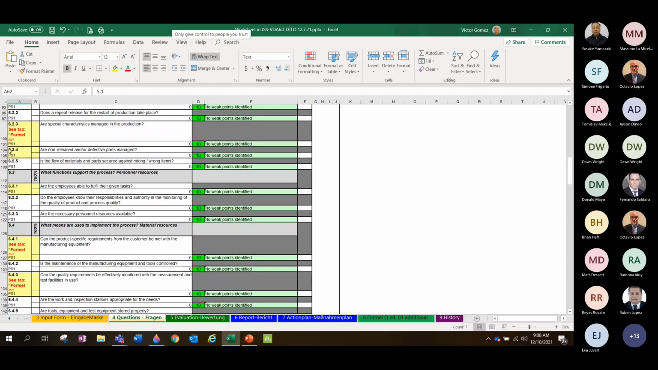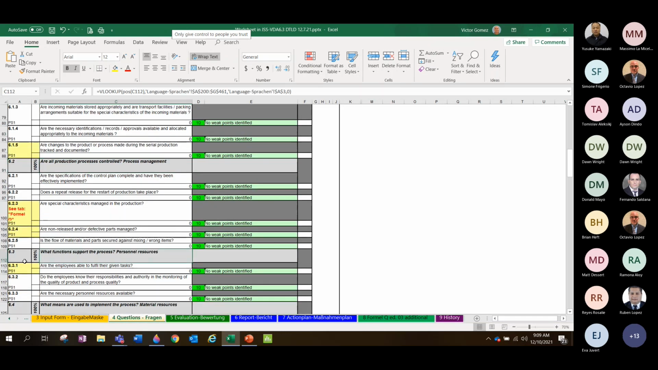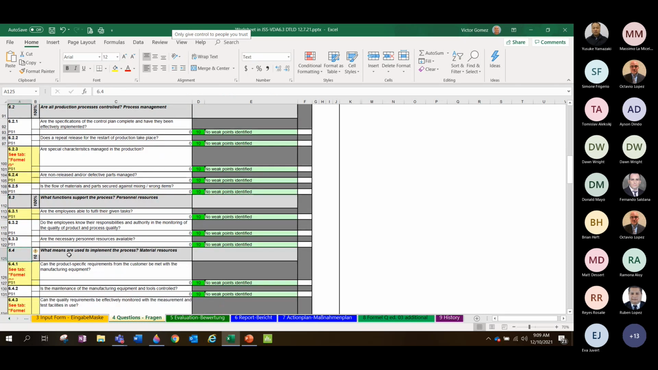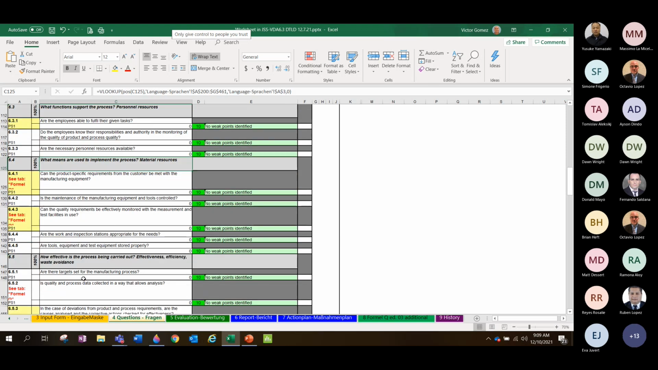We have 6.1, what goes into the process. It goes process input and process output, basically. What goes into the process are all the production processes control. 6.2, 6.3, what function supports the process, personal sources or resources. 6.4, what means are used to implement the process, material sources. 6.5, how effective is the process being carried out, and effective efficiency and waste avoidance.